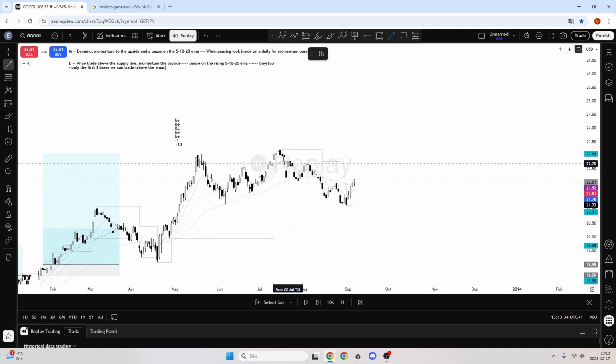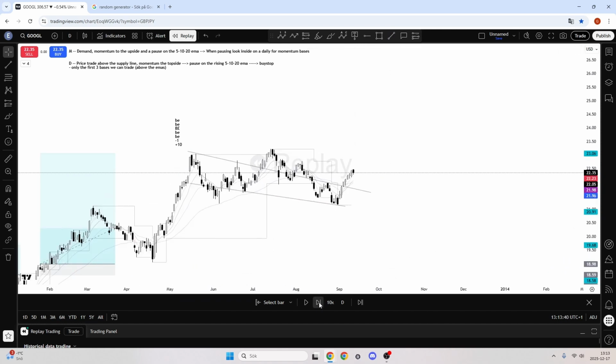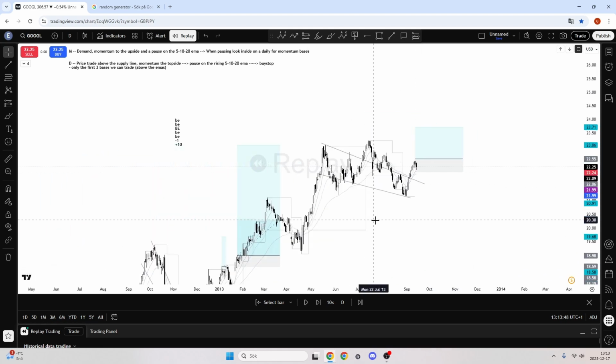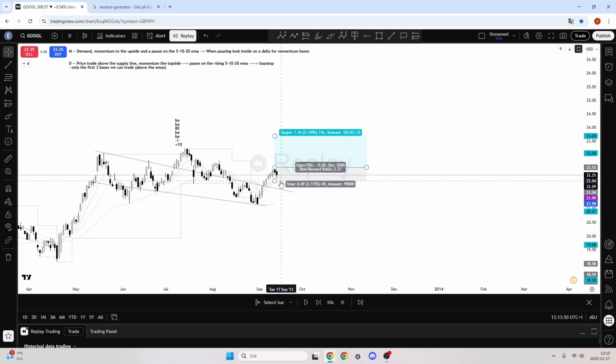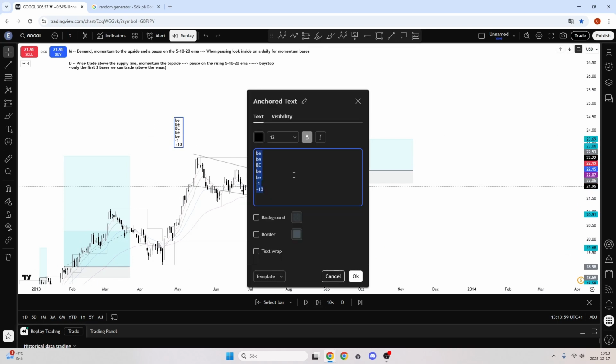Let's draw our supply line. You have it like this. Let's wait for price to come above. Just like that. Pausing on the 5, 10 EMA. Throw a stop loss under these lows, just like that. So we're tapped in and tapped out. Perfect.